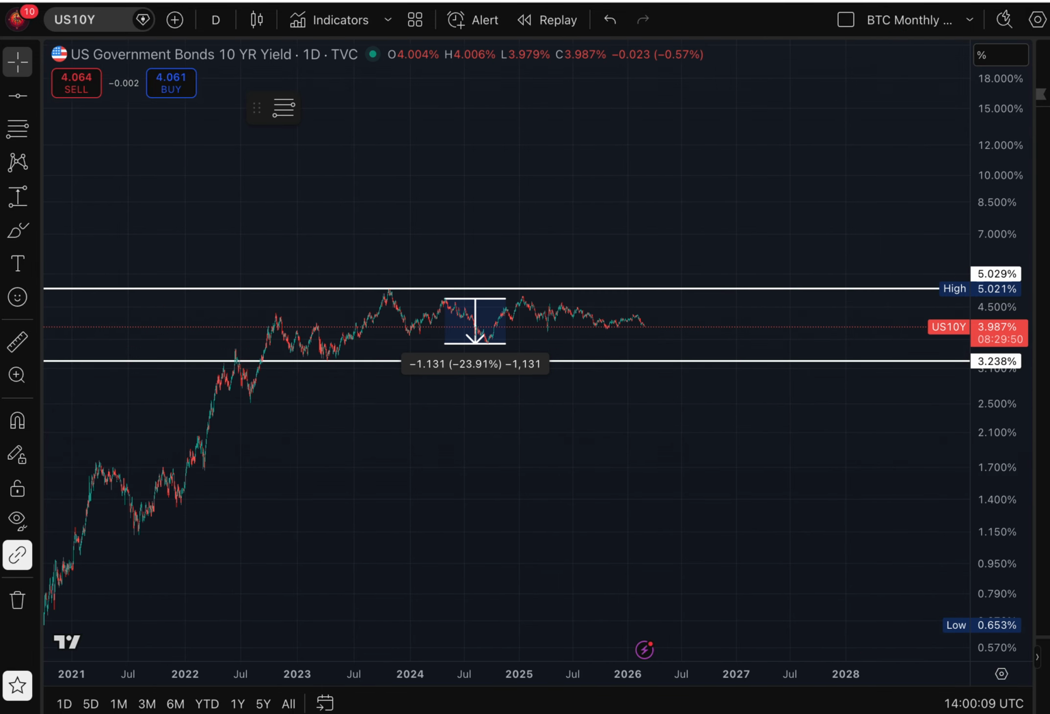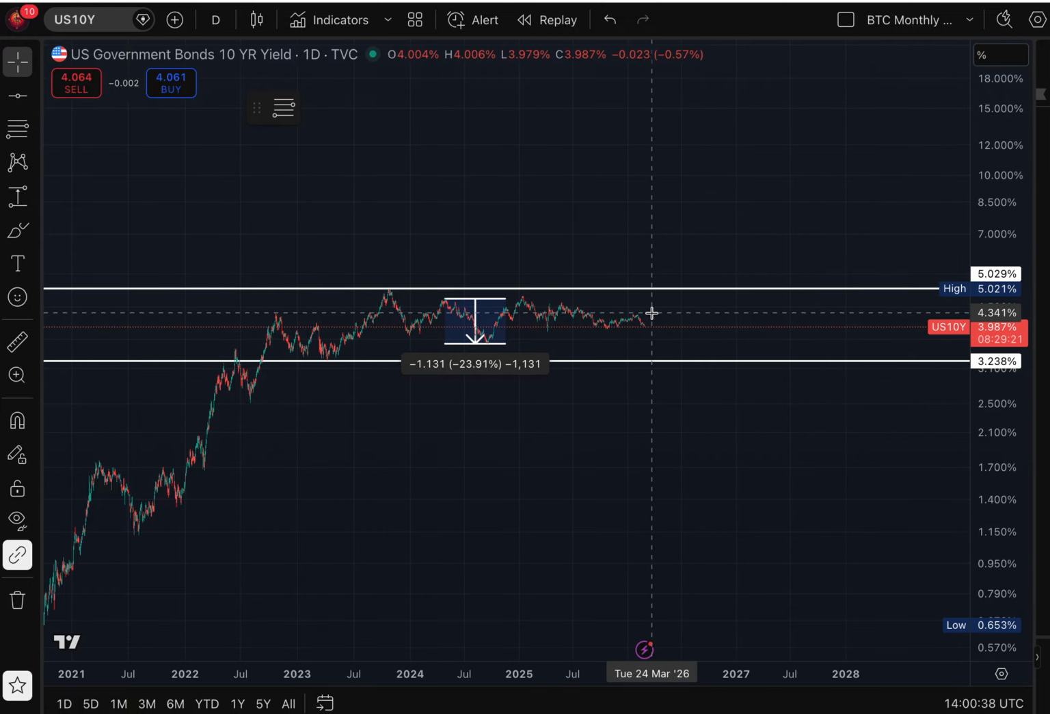Next, we're going to be going to yield. So everyone watches CPI, everyone watches the Fed, but the bond market tells you what's coming before the headlines do. The best ones to use are the 10 yield and the 2-year yield. They tell two different things. So right now we're going to get into the 10 yield. Basically it represents long-term confidence in growth and inflation.